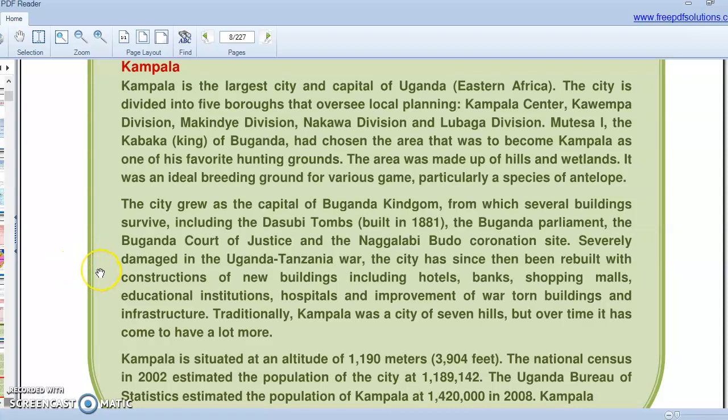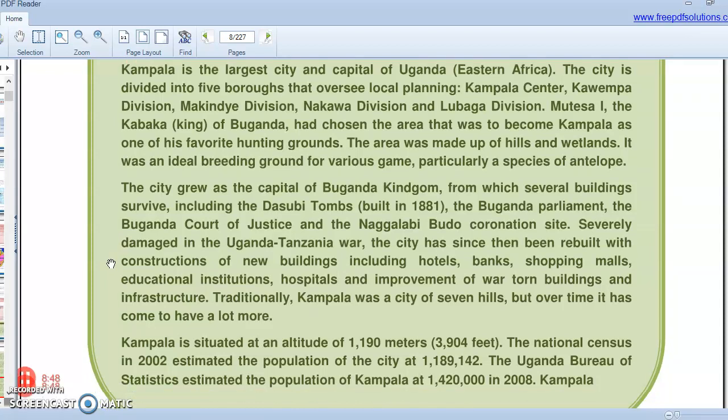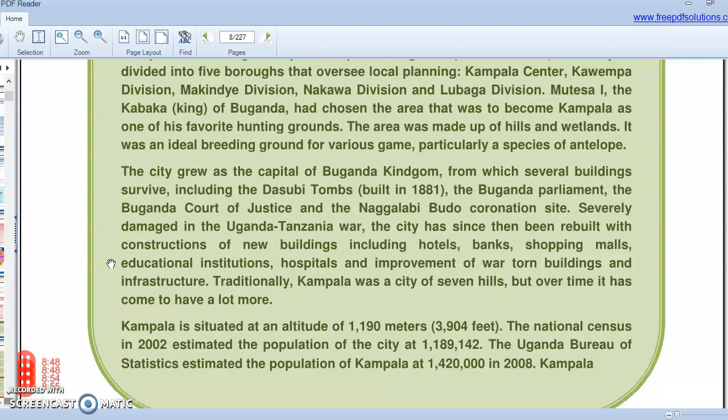Traditionally, Kampala was a city of 7 hills, but over time it has come to have a lot more. Kampala is situated at an altitude of 3,904 feet. The National Census in 2002 estimated the population of the city to be 1.1 million. The Uganda Bureau of Statistics estimated the population of Kampala at 1.4 million in 2008.